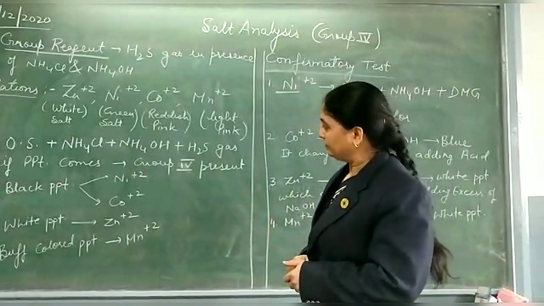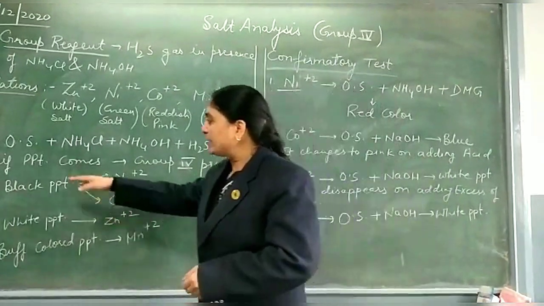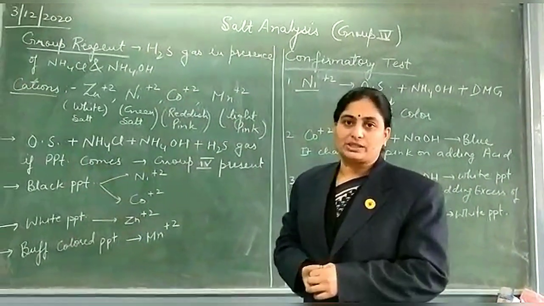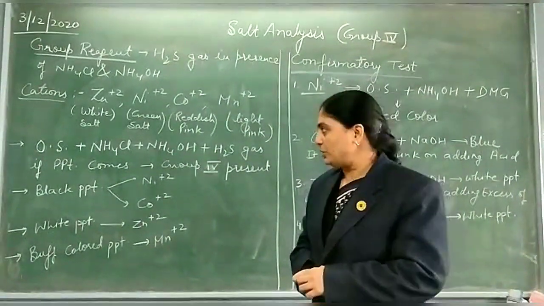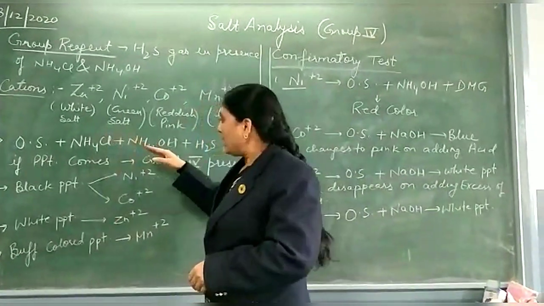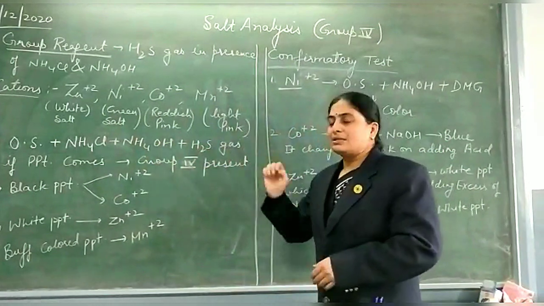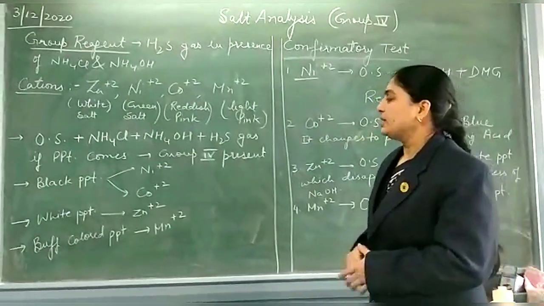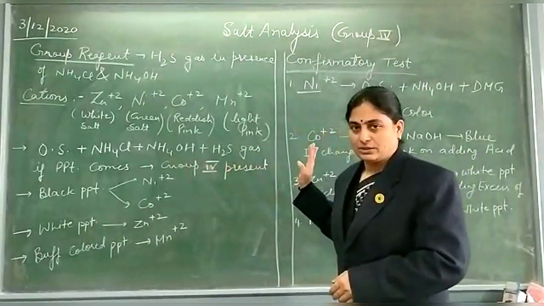What we are supposed to do is take the original solution. That means we take the salt, mix it with water, and make a clear and transparent solution that we call the original solution. We add NH4Cl and NH4OH to it and then pass H2S gas using the Kipp's apparatus. If we get some precipitate, it means group 4 is present.